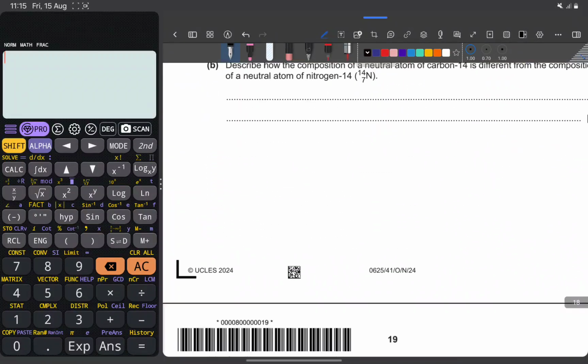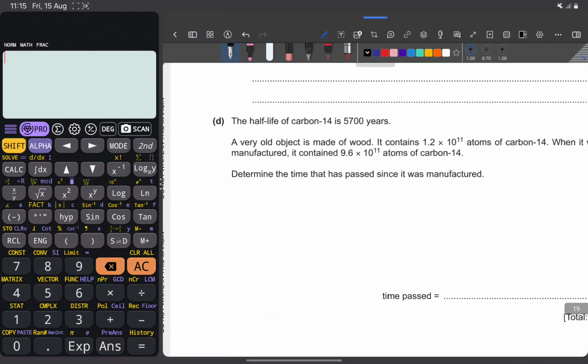We had no calculation whatsoever till we got to number 8D, which says determine the time that has passed since it was manufactured. What is it? A very old object made of wood. So here we have half-life, which we can say T half of carbon is 5,700 years. In other words, after every 5,700 years, the activity of the carbon would have decreased by half.